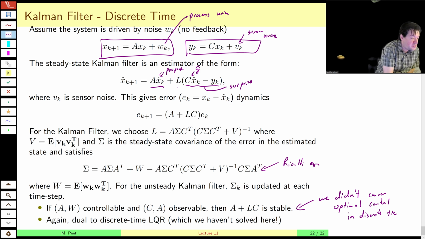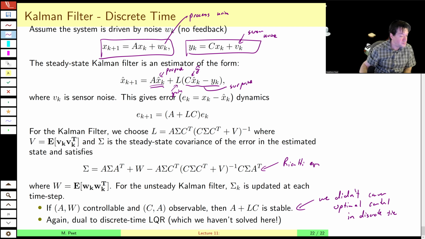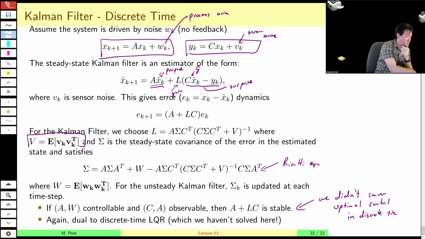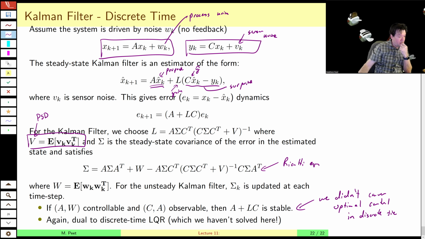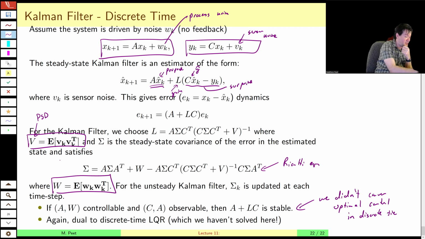And we have a correction term which gives a weight on the propagation versus the surprise correction. So you have a gain term here. Again, this is discrete time now, but we can also form these covariance matrices, these power spectral densities, in discrete time. There's W, the process noise, and the sensor noise.